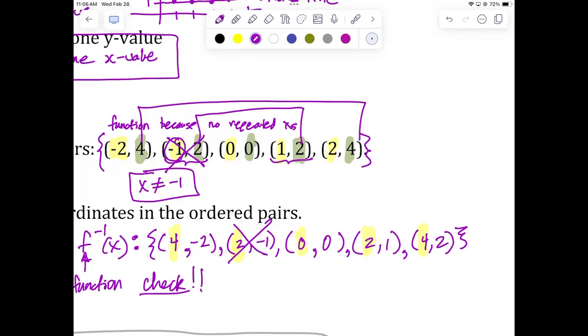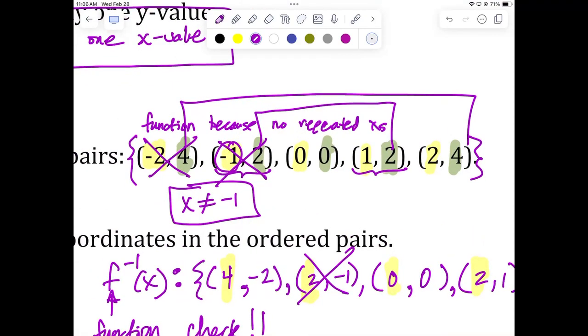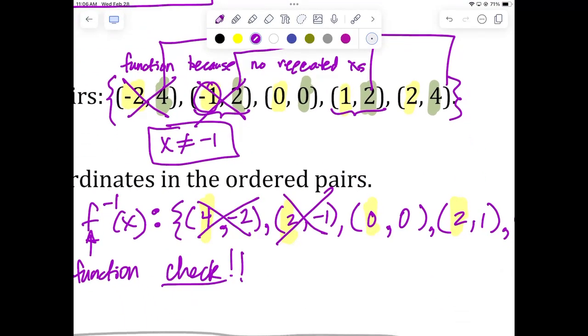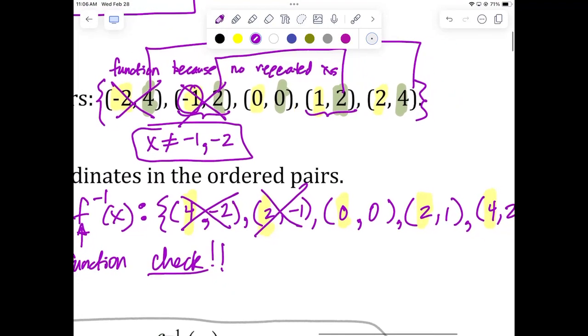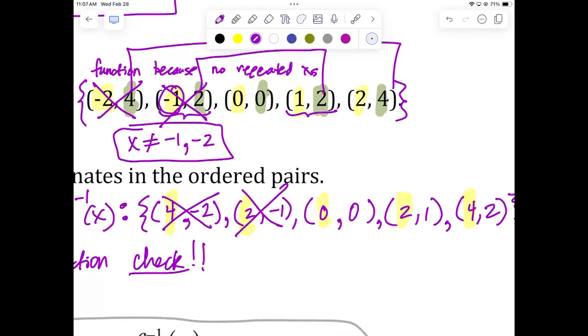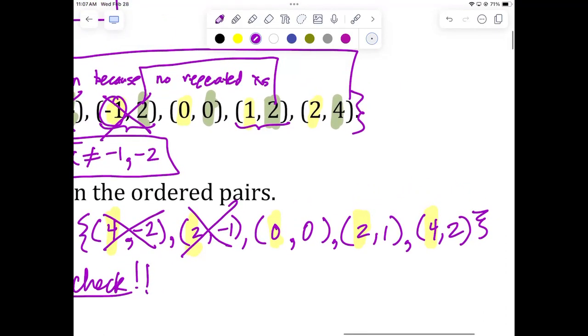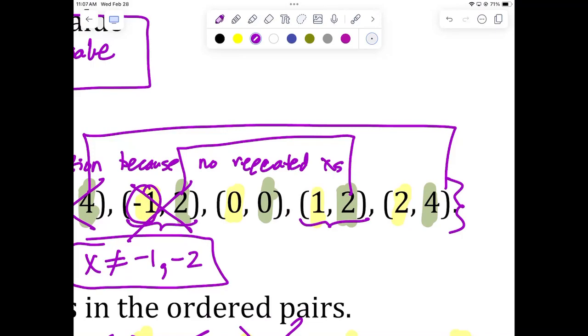So which of those do you want to get rid of? The negative again? All right, let's get rid of this one. So the negative 2, 4 is out, which means the 4, negative 2 is out, which means I need to change my restriction. X can't be negative 1 on the original function, nor can it equal what? Negative 2. There you go. Now let's check, because I didn't see the repeated 4 at first. Do I now have a function in the original function? Let's check. Do I have any repeated x values? 0, 1, and 2. Do any of those repeat? No. So it's a function.